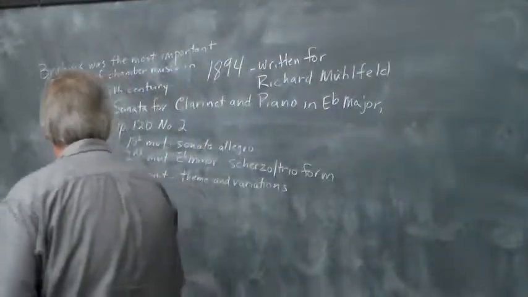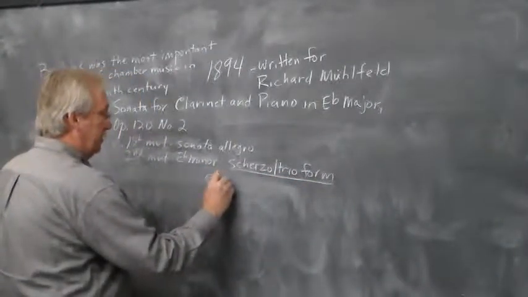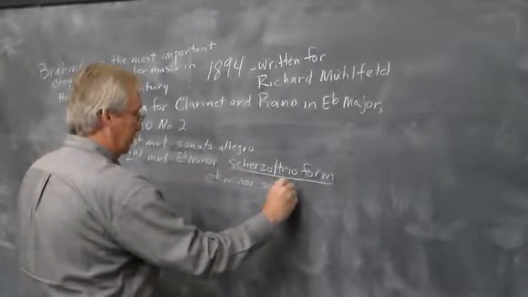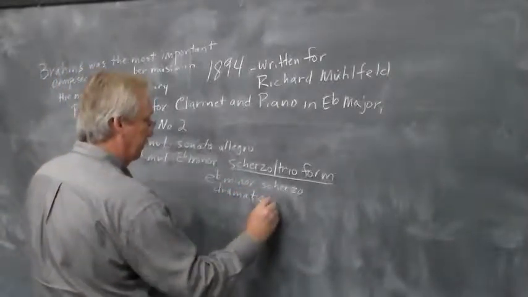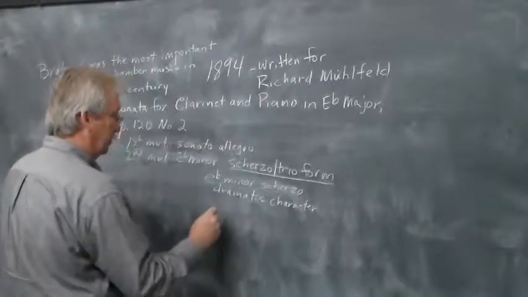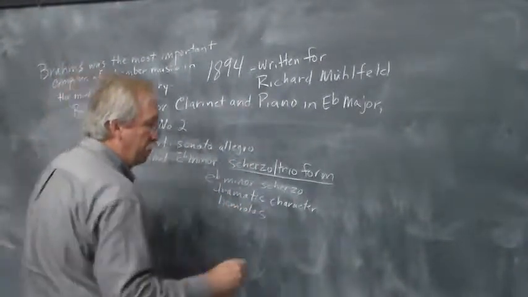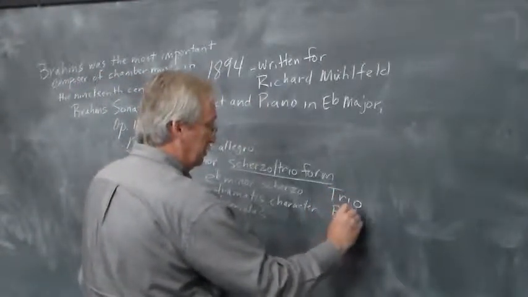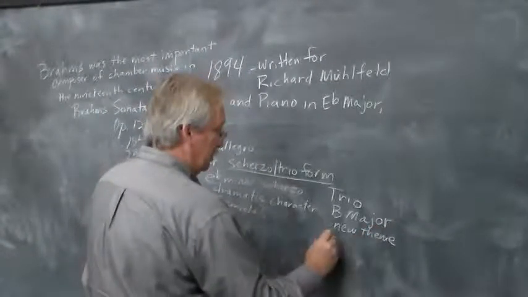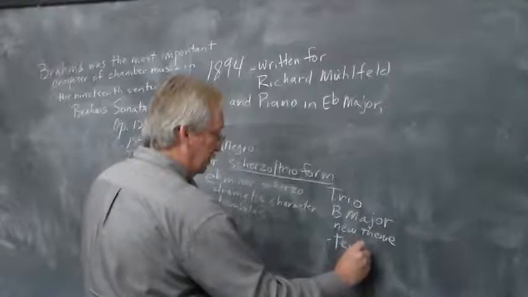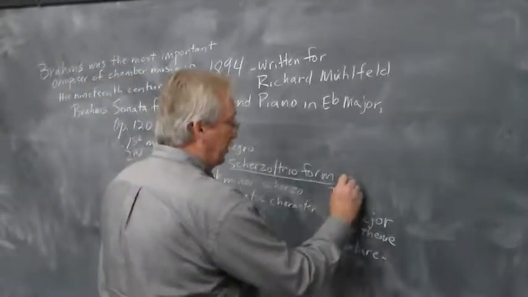So, let's put here that this scherzo has E flat minor for scherzo. A typical dramatic atmosphere. Has the Brahms hemiolas in it. The trio is in B major. Has a new theme, so contrasting key, new theme. Texture is different, so more thick in the piano part, and has a written out da capo.